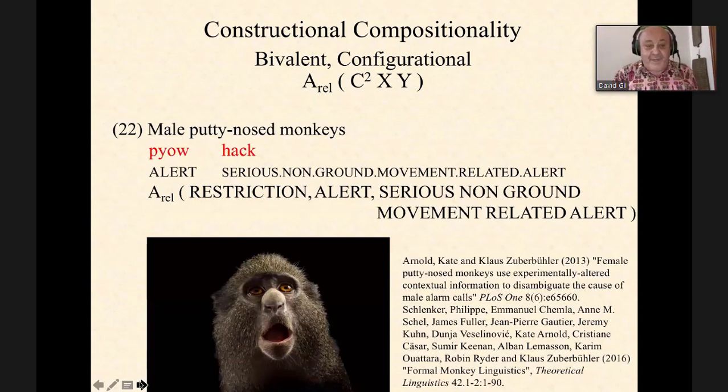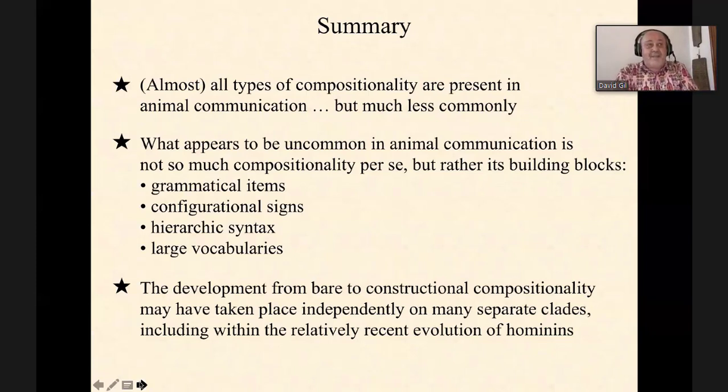And indeed, we have something similar, again, amongst male putty-nosed monkeys. Basically, they have piaos and they have hacks. People talk about the piao hacks of the male putty-nosed monkeys. But what's crucial here is also the order, namely that the hack comes after the piao and denotes restriction. So piao simply means alert. Hack means serious non-ground movement to make it alert. But the alert denoted by the hack is the one denoted by the piao. So there is a semantic constraint on the interpretation of the proposition. So what we have here then is bivalent configurational compositionality.